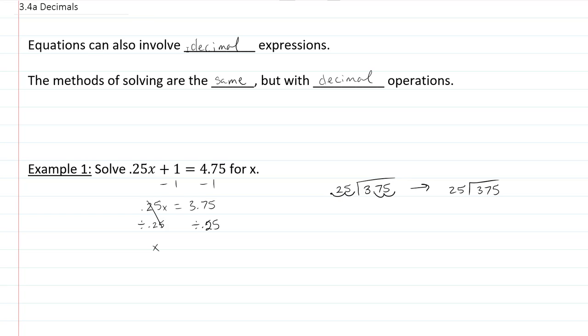Well, 25 goes into 37 once. We have 25 here. We subtract, and we're left with 125, of which 25 goes into 125 5 times. So our answer is 15. So the answer to this problem is also 15. So 3.75 divided by 0.25 is just 15. So if we plugged in 15 for x, our answer should work.